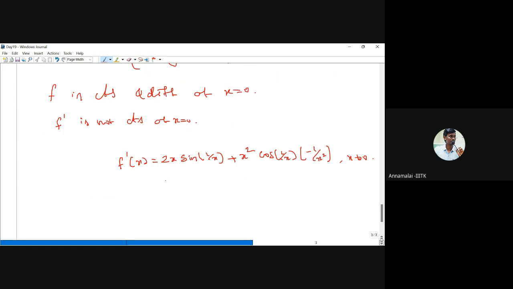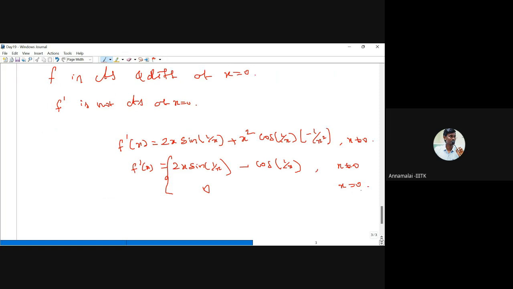So this is nothing but 2x sin(1/x), and minus x square cancel, we get cos(1/x). So this is our f dash of x. So therefore f dash of x equals this, where x not equal to 0, and 0 where x equals 0. Now we have to show that this f dash is not continuous at x equal to 0.